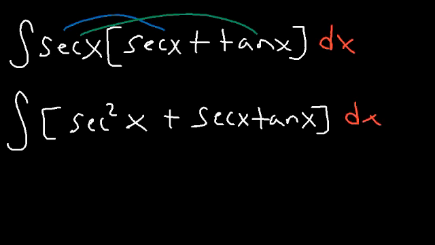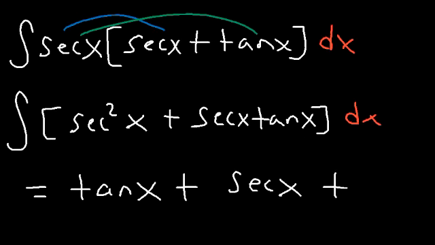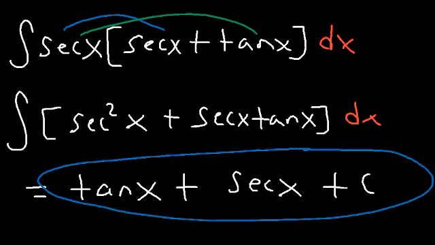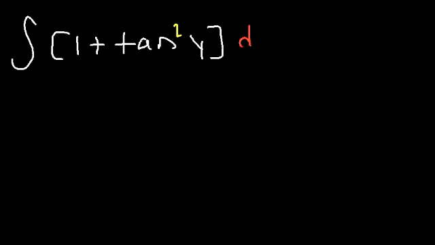We know the antiderivative of secant squared. That's tangent x. And the antiderivative of secant tan is secant x plus c. And so this is the answer. Now what is the antiderivative of 1 plus tangent squared y dy? So what can we do here?